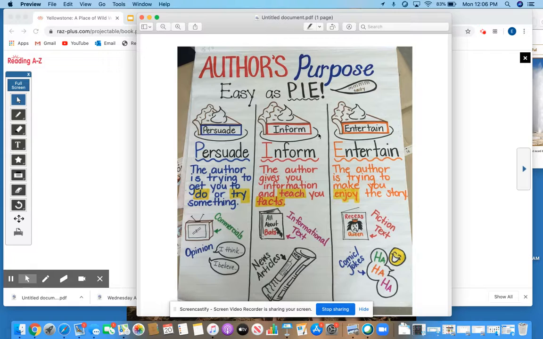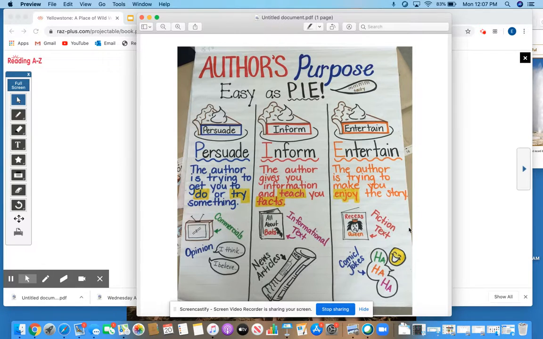And then the final one is to entertain. Authors sometimes write stories just to entertain us. I'm thinking of Elephant and Piggie stories, right? We're not learning facts about elephants or facts about pigs. We're not learning anything about those animals. Or that author's not trying to convince us to go get ice cream from a special store or to get something. Mo Willems writes Elephant and Piggie books just for our own entertainment, for us to enjoy, for us to laugh. So sometimes authors write books to entertain.